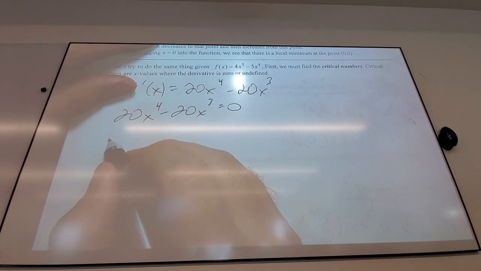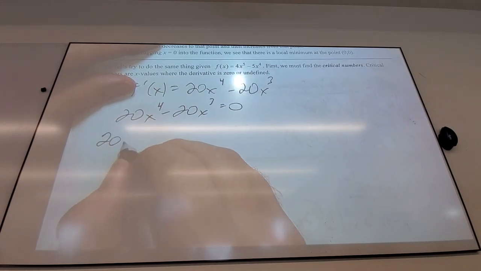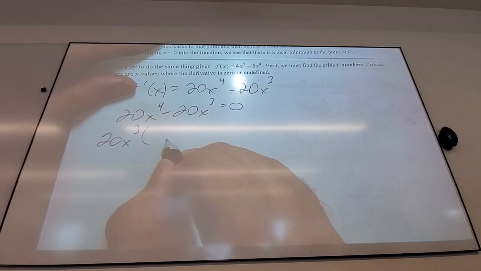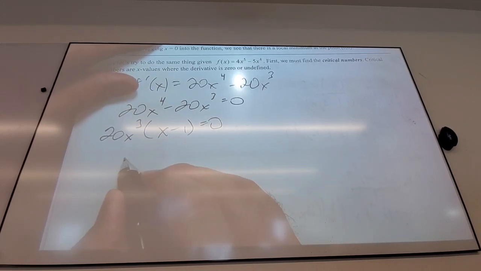So this was really nice to factor, yes? What comes out? Good question. So then what are my 2 critical numbers?